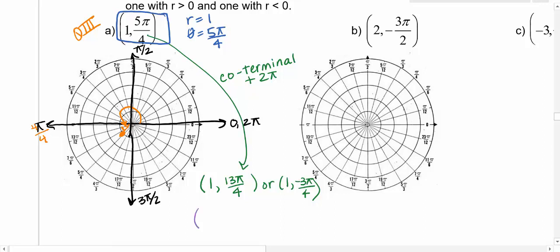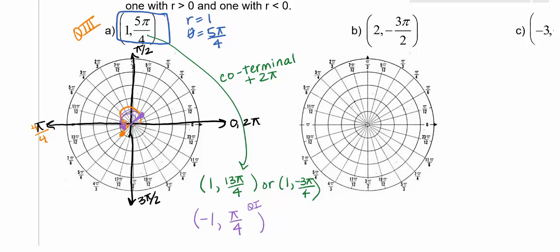And then for my other one, they tell me one where r is negative. The r being negative means that I have to use the opposite segment, right? But then if you're saying opposite, it's going to push you back onto the other side. So if I use 1 pi over 4, this would be quadrant 1, right? Because pi over 4 is in quadrant 1 right there. But the negative r is going to tell me to go to the opposite side of that segment. So if you were in quadrant 1, you're now in quadrant 3.